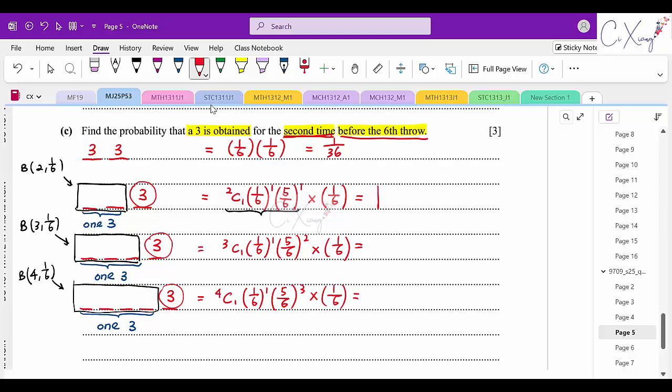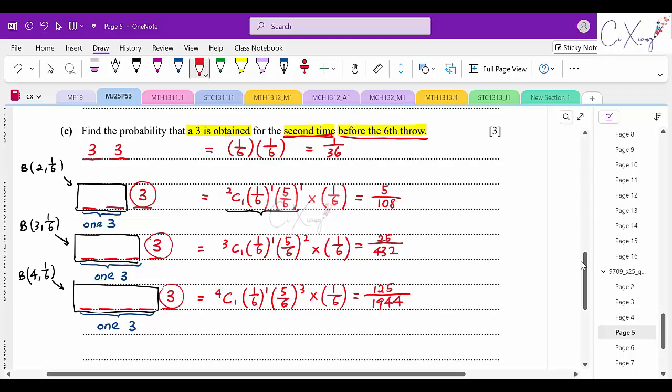Okay, so you'll be having the sum for the different cases here. If you don't make any careless mistake, the second case here should be 5 over 108. The third case here should be 25 over 432. Then the last case here should be 125 over 1944.